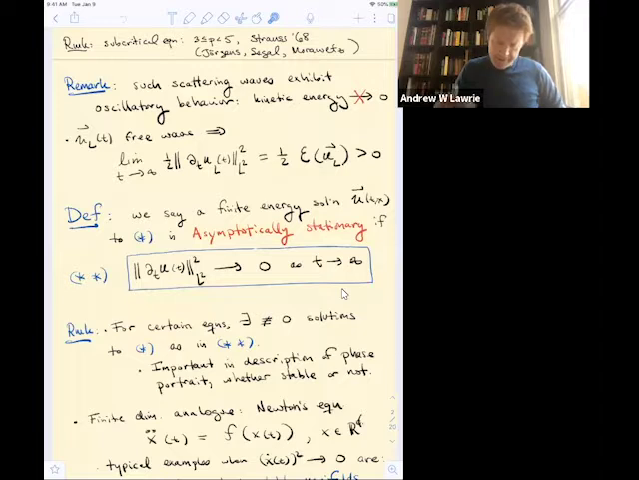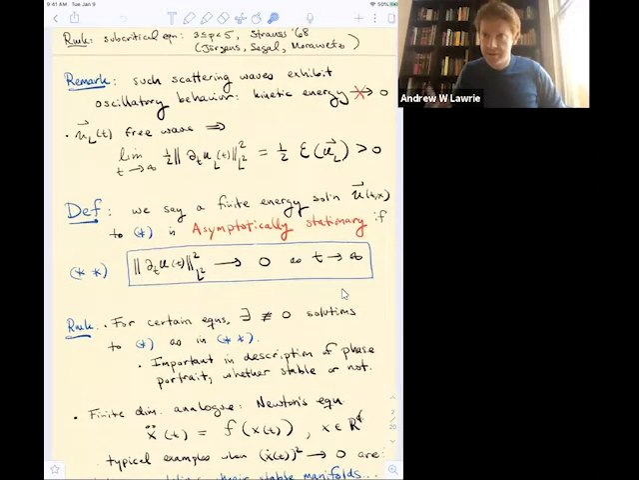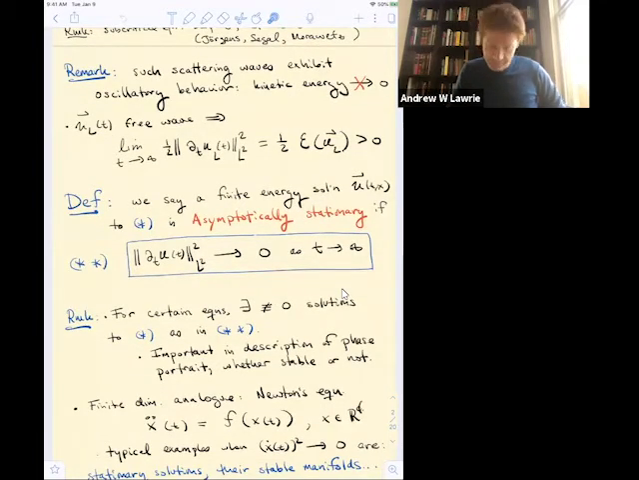And what I'm going to discuss in this talk is the opposite behavior. Make a definition. So I'll say that a finite energy solution to star, which was the nonlinear wave equation I wrote on the first page, is asymptotically stationary, in contrast to oscillatory, if its kinetic energy tends to zero as t goes to infinity. So scattering waves are not asymptotically stationary waves, right? They have non-vanishing kinetic energy.